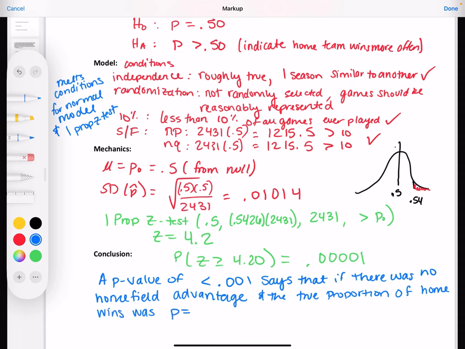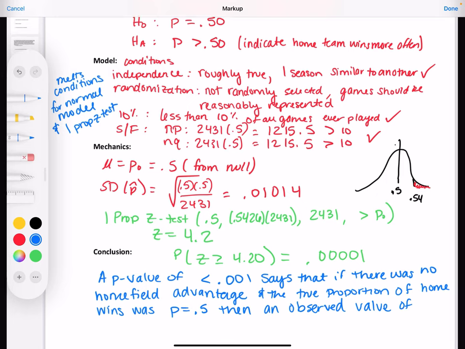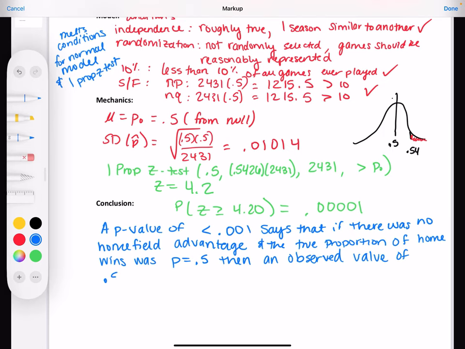was P is equal to 0.5, then an observed value of 0.5426 or larger, okay, that's what we started with, would occur less than 1 out of 1,000 times.